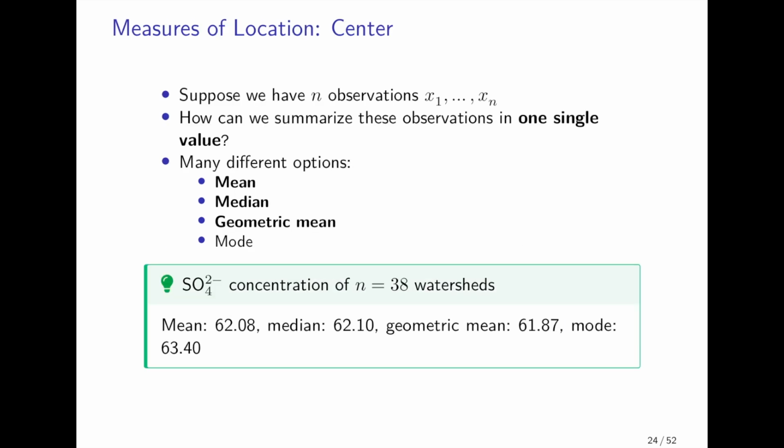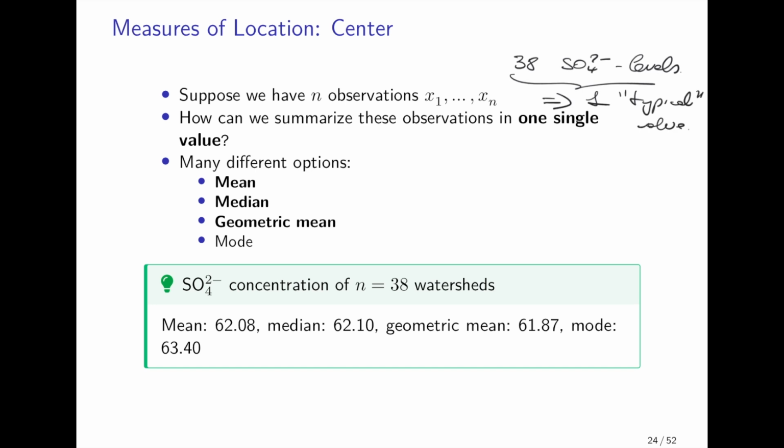So let's start with the easiest measure to summarize what the data look like. And let's go look for a typical value of our data set. So what we want to do is take our n observations, for example, our 38 sulfate levels, and summarize that, and get one typical value out.